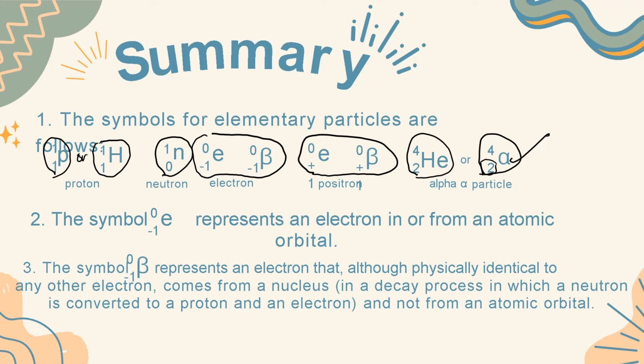Okay? So now, what is the difference of this electron here and then the beta here? Anong pagkakaiba? Same naman sila na electron. So yung symbol na ito, it represents an electron in or from an atomic orbital. Ito yung natural. Ang symbol naman na ito, it represents an electron, although physically identical to any other electron, it comes from the nucleus. O yan yung product ng artificial na pagka-bombard, or from the nuclear reaction. So, hindi siya galing sa atomic orbital.